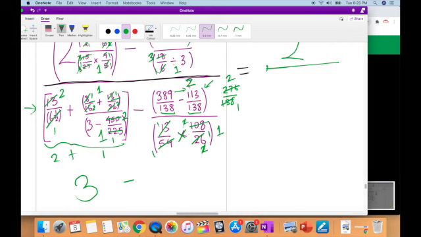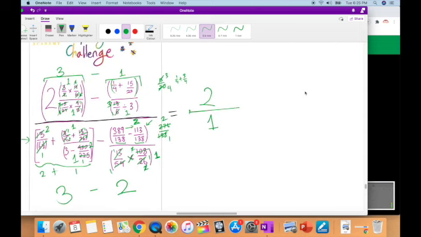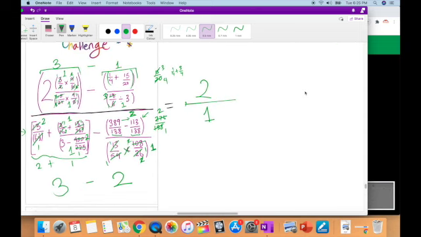So this 2 divided by this 1 means that this is 2. So the denominator is 3 minus 2, which is 1. So therefore, the answer to the Spotlight Challenge is 2.